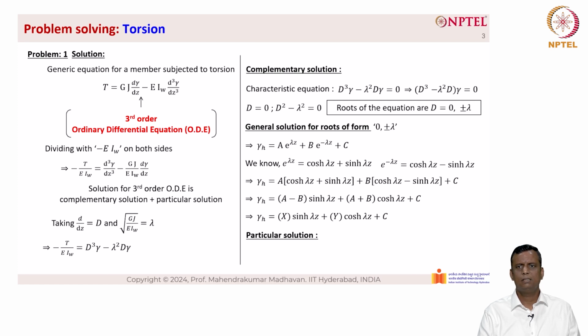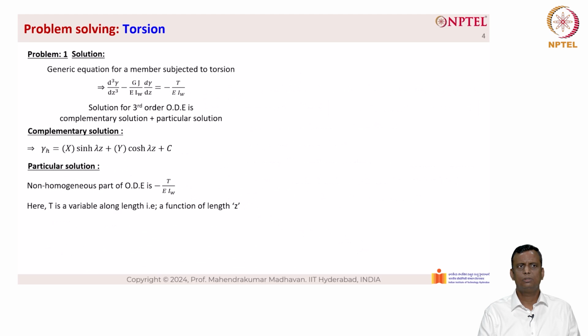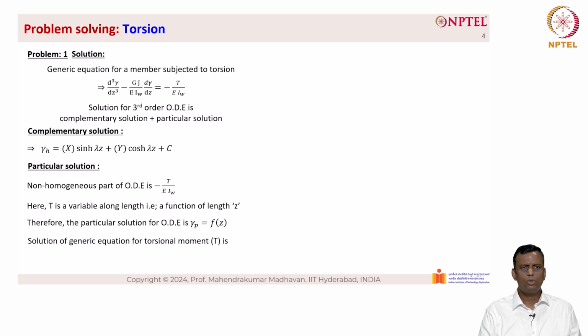Now the particular solution: the non-homogeneous part of the ordinary differential equation is minus T divided by E into Iw. Here T is a variable along the length, that is, it is a function of length z. Therefore, the particular solution for the ordinary differential equation is given as gamma p equal to f of z. The solution for the generic equation for torsional moment T is given as gamma equal to gamma h plus gamma sub p. So this is given as X into sinh lambda z plus Y into cosh lambda z plus C plus f of z.